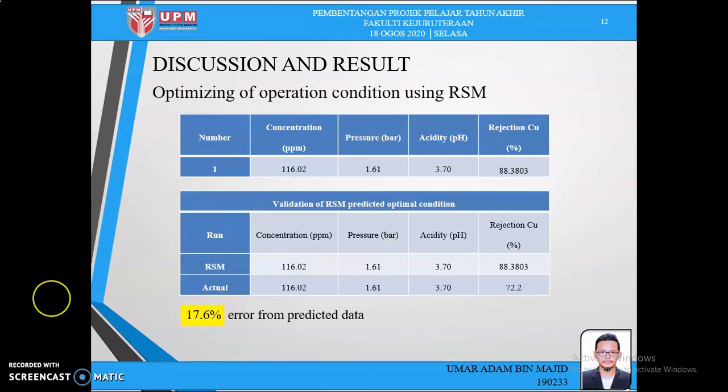So this is the optimizing of operation condition. This is the optimal condition that we achieved from RSM at 116 ppm, 1.6 bar and pH 3.7 acidity. We achieved 88% rejection. When we ran an actual application of copper rejection, we achieved 72.2% rejection, which is a 17.6 percent error from the predicted data.